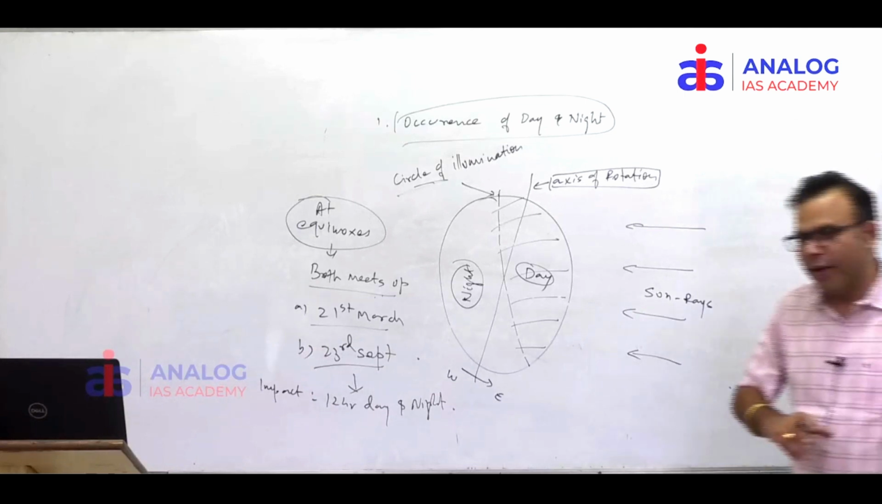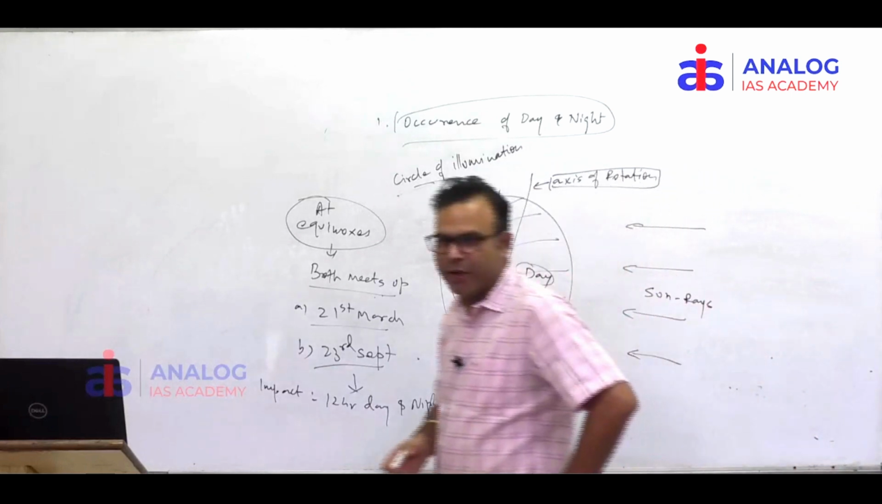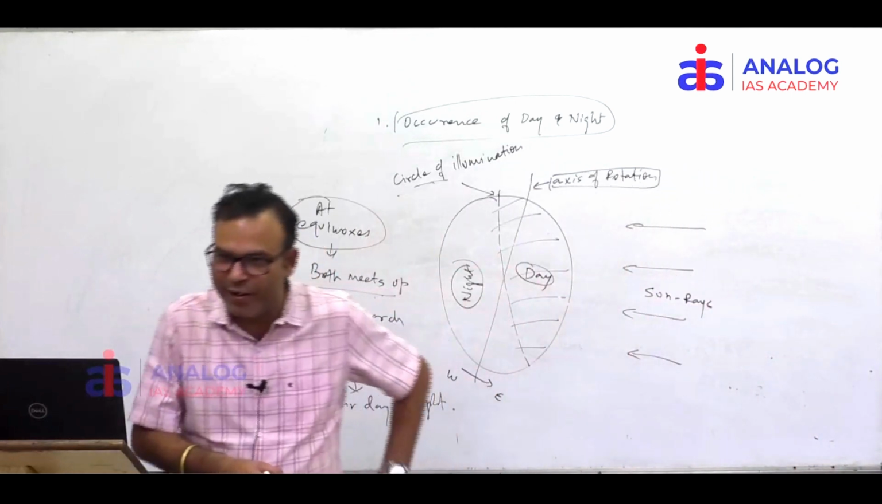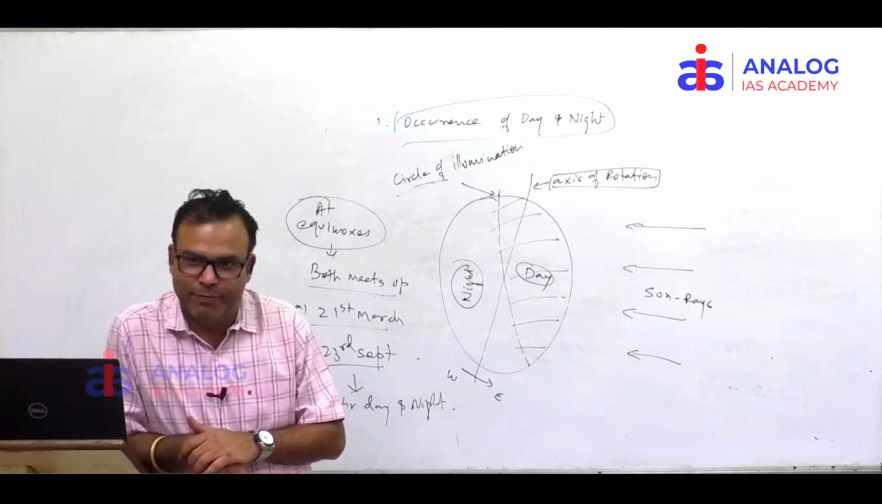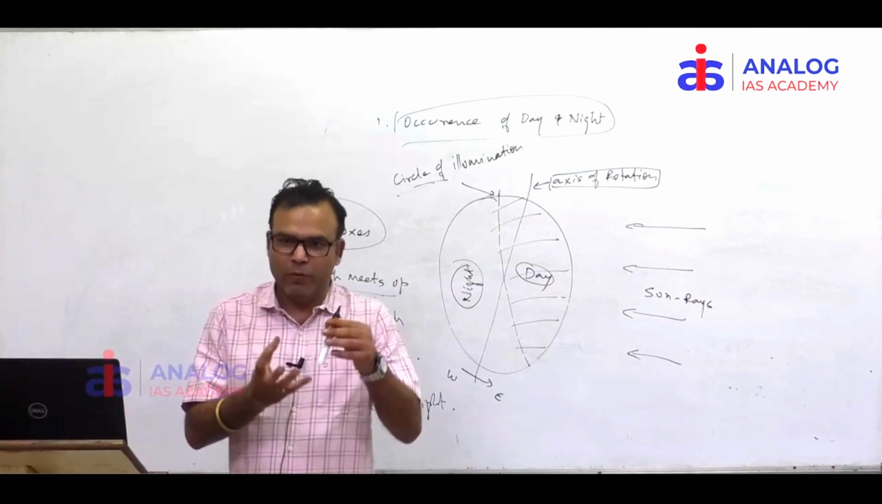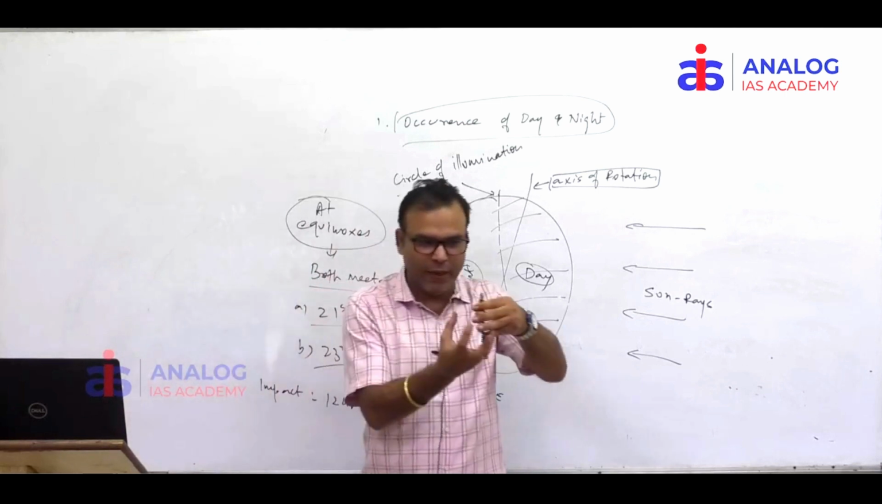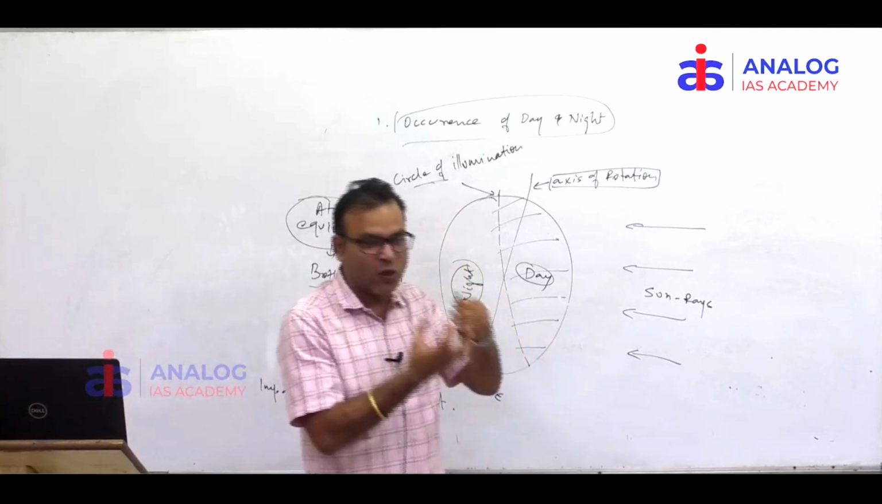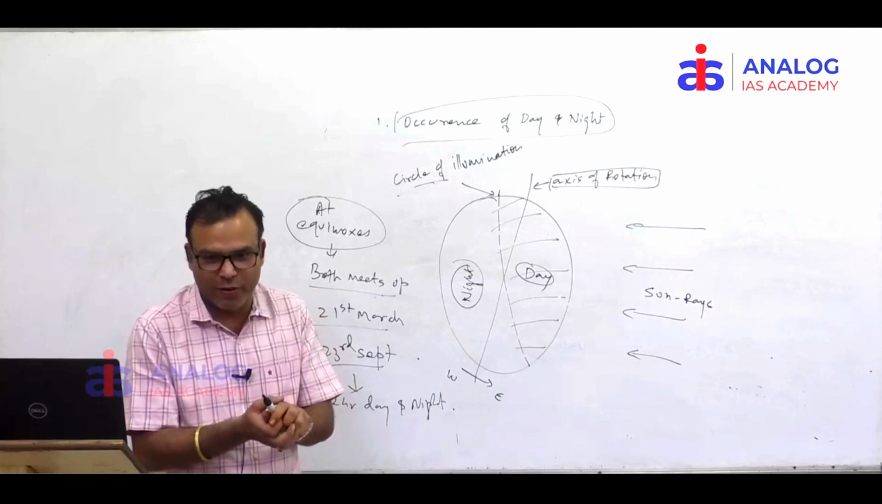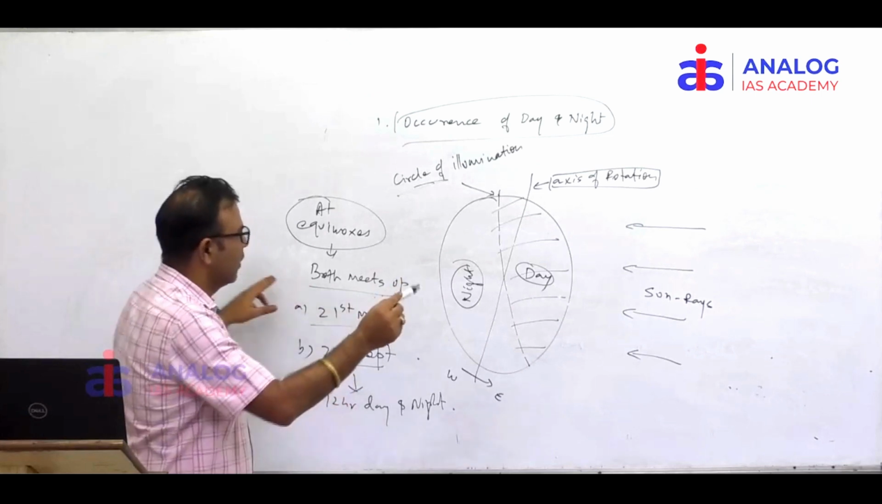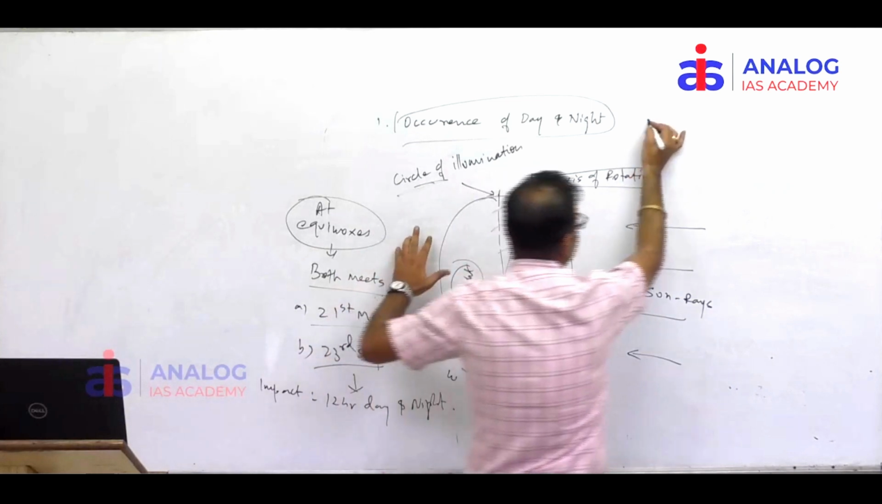On the rest of the days in a year, is the length of the day and night the same? No. Just try to understand, the day period and night period is not the same. That concept is season. What is that concept called? Just note one thing: occurrence of day and night is up to here only.